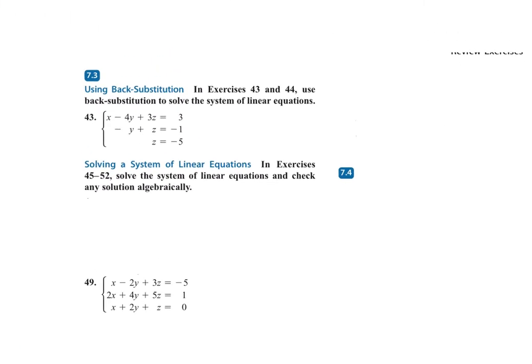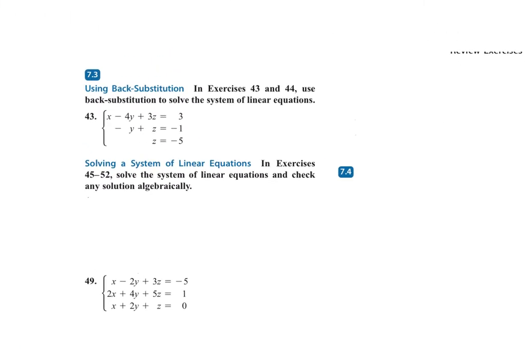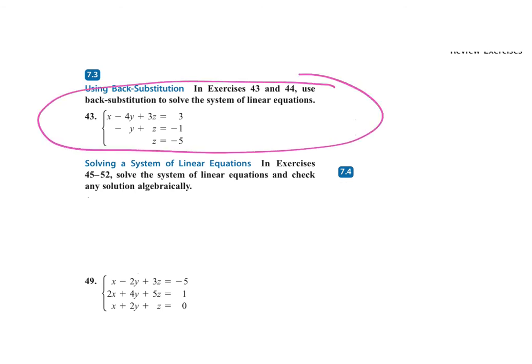7-3 was your triangle systems. So this is one of the ones, like number 43 is one of the open-ended questions where you've got to work backwards. You'd start at the bottom and you'd work your way back up.